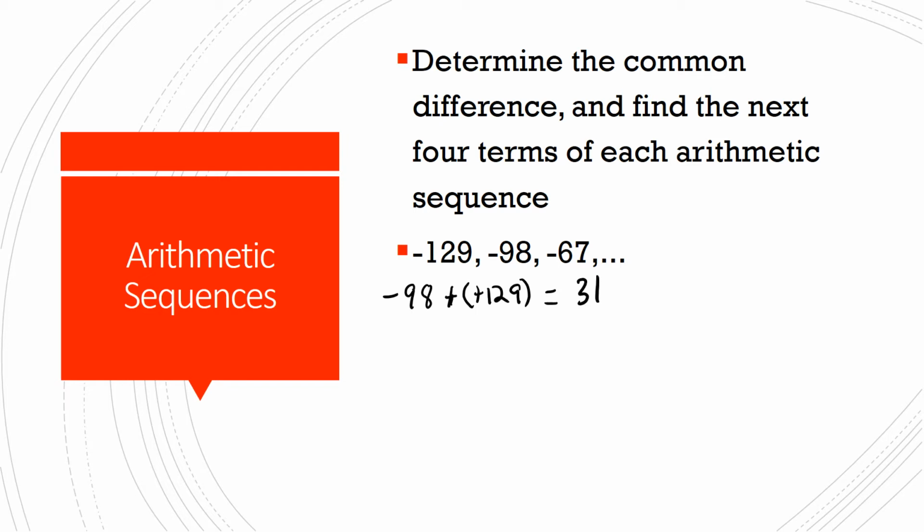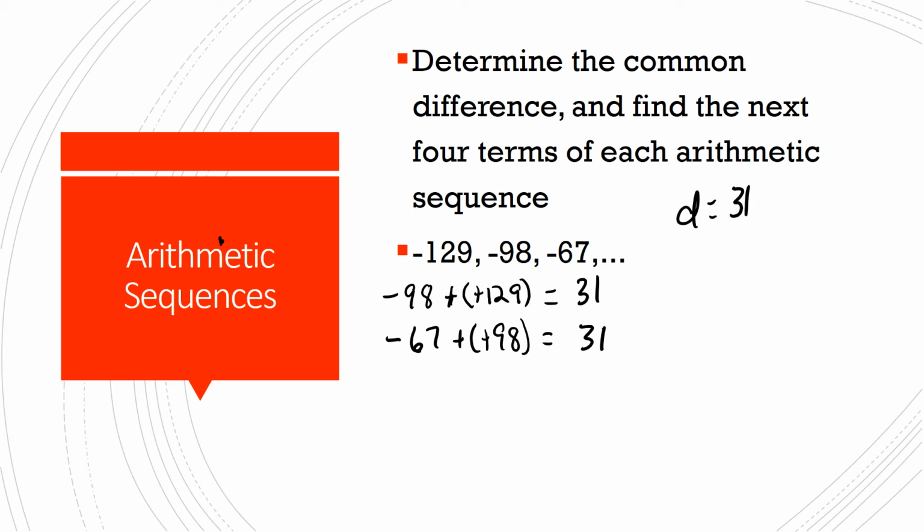Now, I just want to verify, since I've been given three terms, that my third and second terms are going to produce the same common difference. So let's say negative 67 minus negative 98. That's going to make it a plus. Negative 67 plus 98, again, is going to give me 31. So my common difference is equal to 31 in this arithmetic sequence.